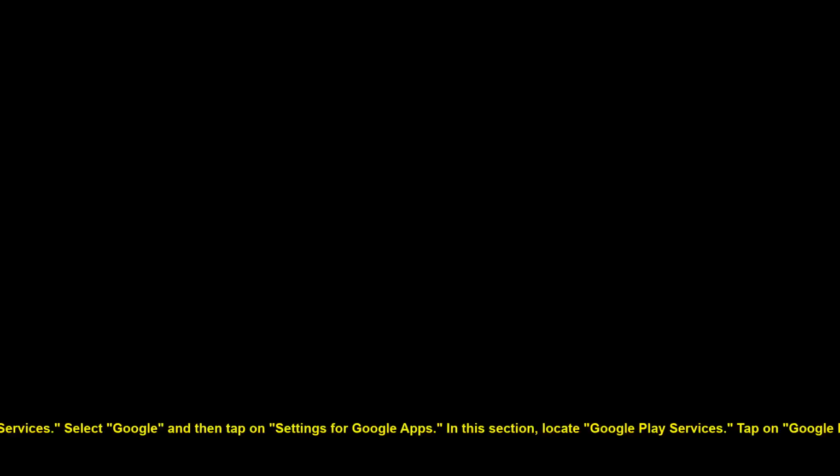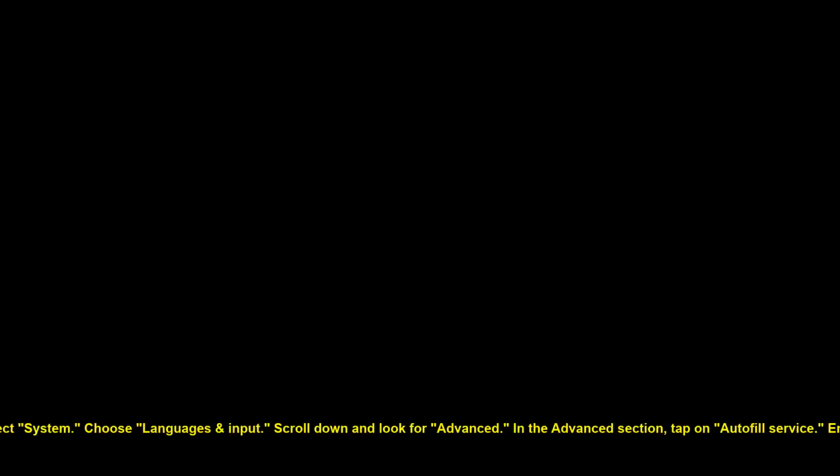Next, go back to the main settings menu. Scroll down to find Google or Google Services. Select Google and then tap on Settings for Google Apps. Then return to the main settings menu again and select System. Choose Languages and Input. Scroll down and look for, if needed, switch to a different autofill service that supports OTP retrieval.